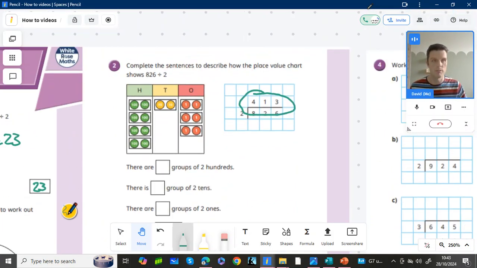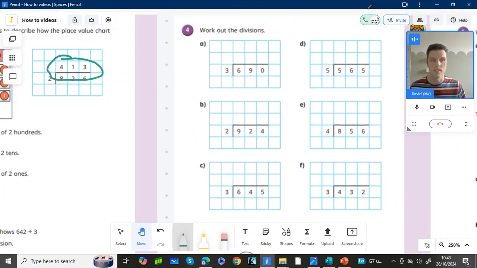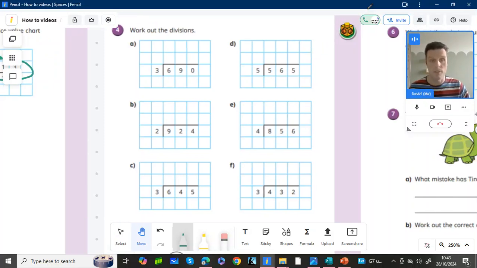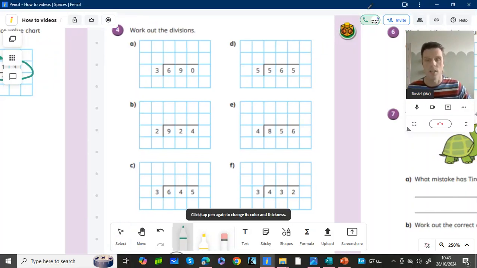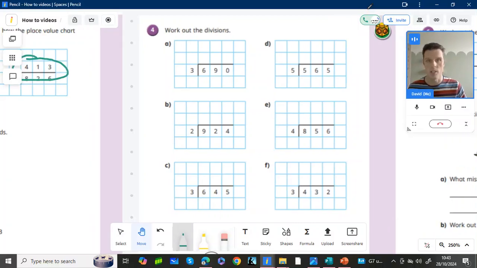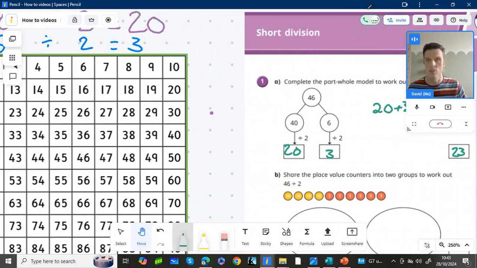Okay, moving on to question 4 now. So there are 6 parts to this one. I'll model the first one. So how many 3s in 6? I'm going to use 100 squared to show this. So it's 690.